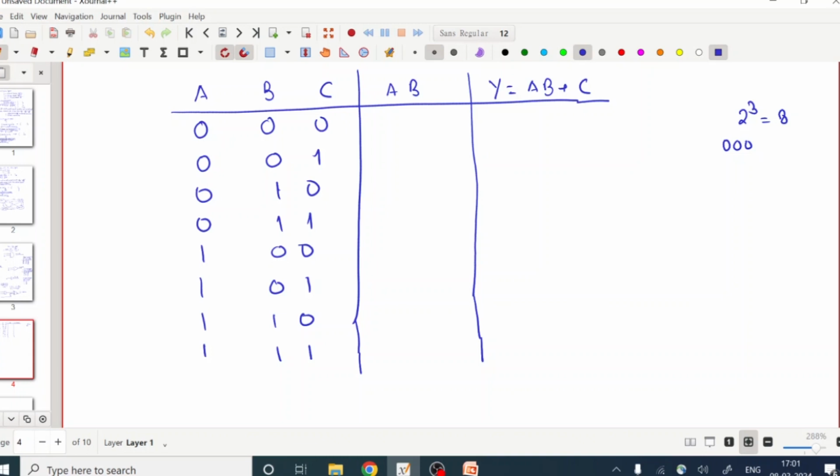Here 0 and 0 are both 0, so the output is 0. For AB, when one of the inputs is 0, the output is 0. Only when all are 1 is the output 1. Here this is 0, this means AB is 0. In that case that is also 0. Here that is 0 because this is 0, and when both are 1, 1, AB is 1.